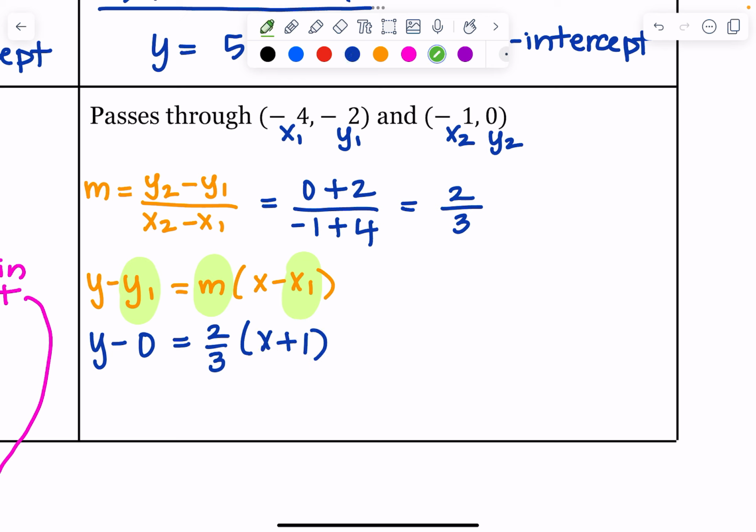Note here, you have to use the buddy, you can't pick and choose like this one and that one. They have to be the same point, the whole point. All right, so this is point slope form.